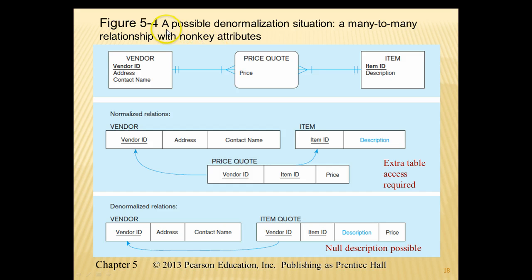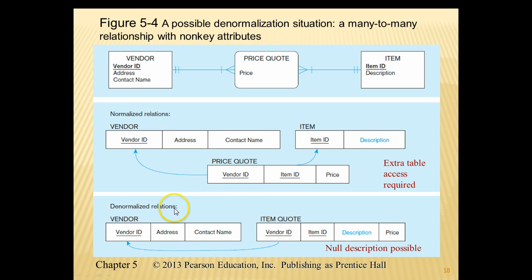So now this is a many-to-many, and you'll notice that there's already an associative entity in this figure, because vendor to item was many-to-many, and this shows the relations as they are currently configured on the top portion of this figure. Vendor ID and item ID are both the composite primary key for price quote, and price is the remaining attribute in that associative entity. But now look what happens.